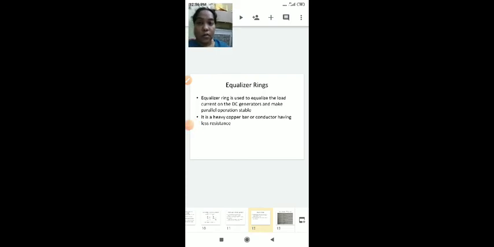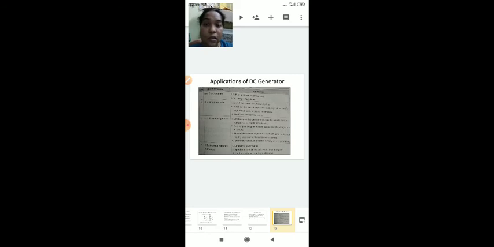Next, what are the applications of these generators? We have studied the characteristics of different types of generators: separately excited, shunt, series, compound, like that. Generally, a DC generator is used for lighting and power supply purposes or for charging batteries. Next, the DC series generator.